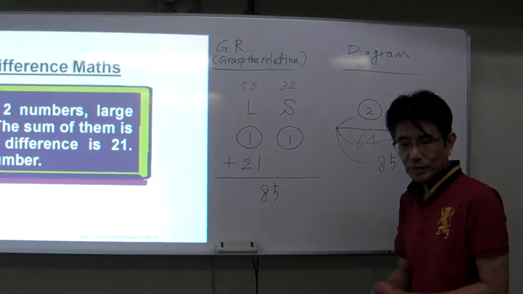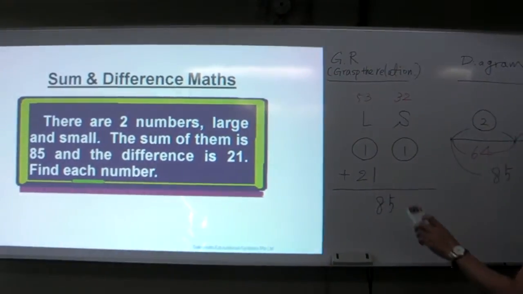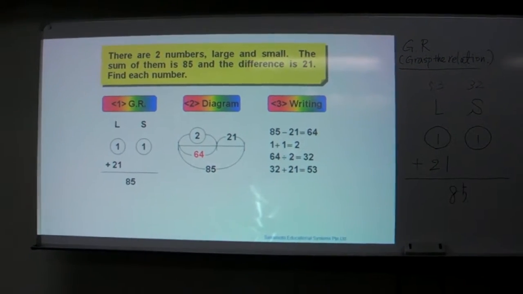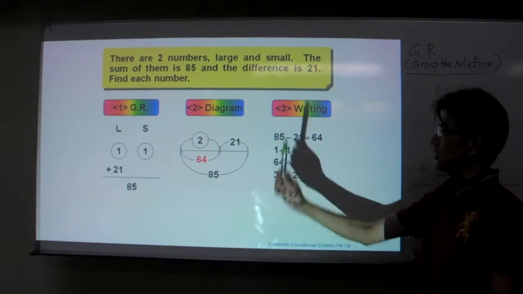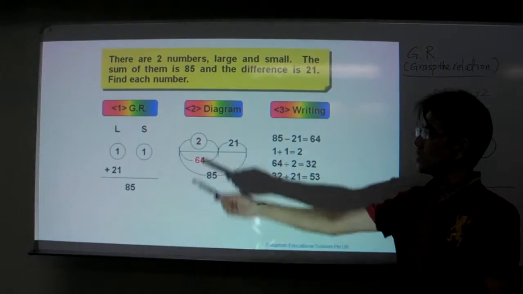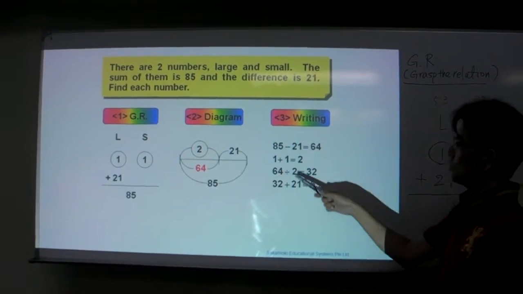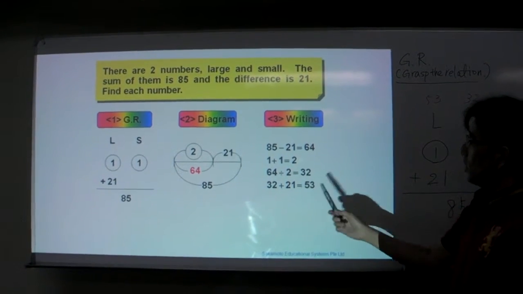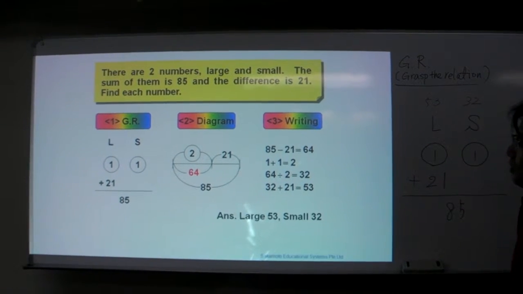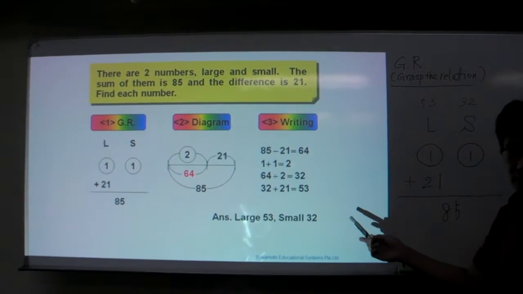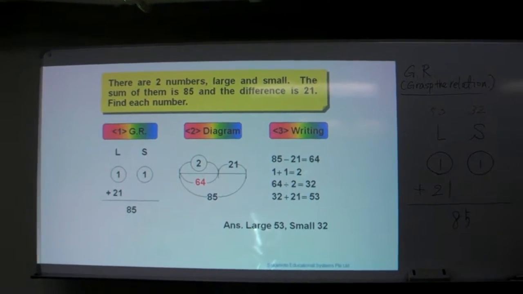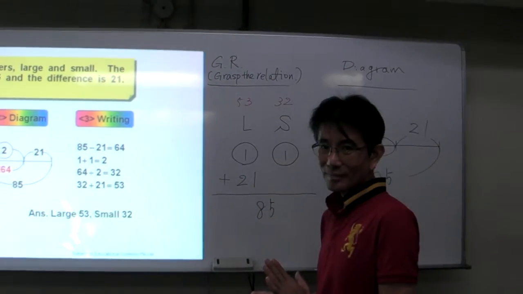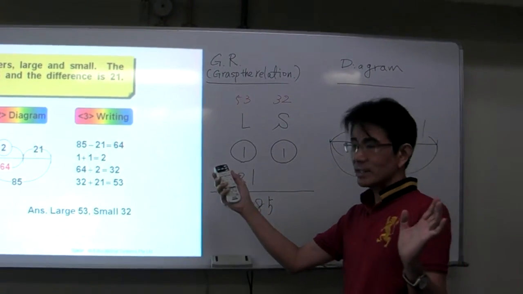Now we got the answer. Step 3 is a numerical sentence. Let's write down a numerical sentence. So this 64 came from 85 minus 21, and these 2 circles came from 1 circle plus 1 circle. So divide 64 by 2, you can get 1 circle, which is the small number itself. Plus 21 gives 53, the large number. So finally, we got the answer like this. So this is a very basic approach: GR, line diagram, and the writing. The Sakamoto way. I hope everybody can understand this logic.